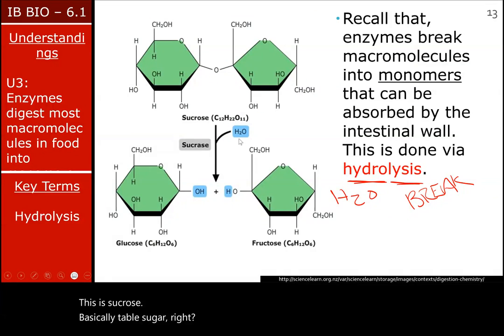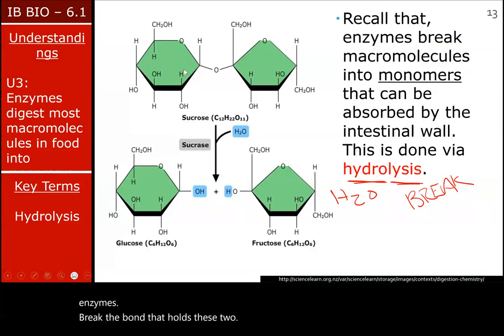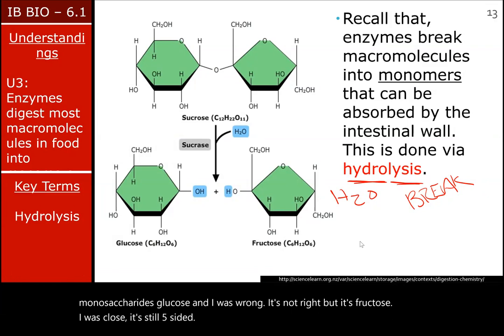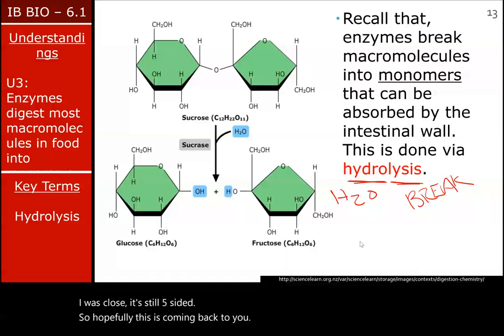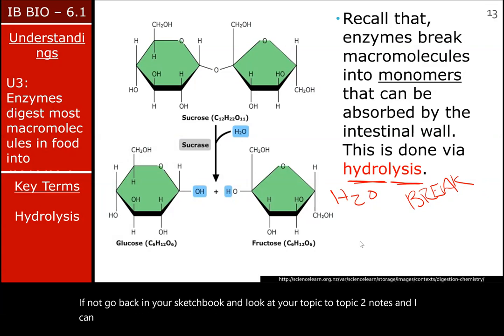Now, we're going to add water, and that water is going to, along with some enzymes, break the bond that holds these two monosaccharides together, right? So we're going from a disaccharide to 2 monosaccharides, glucose, and I was wrong. It's not ribose, it's fructose. I was close. It's still 5-sided. So hopefully this is coming back to you. If not, go back in your sketchbook and look at your topic 2 notes, and the juniors right now are starting topic 2, so as I re-record those lectures, I'll post them for you guys too.